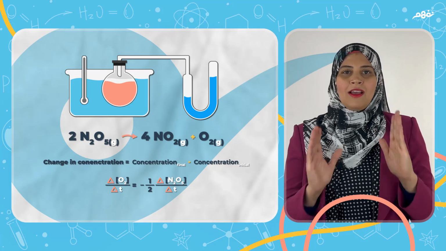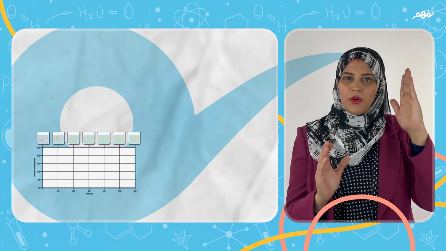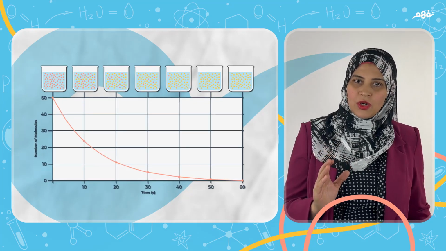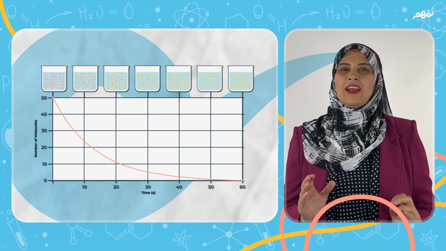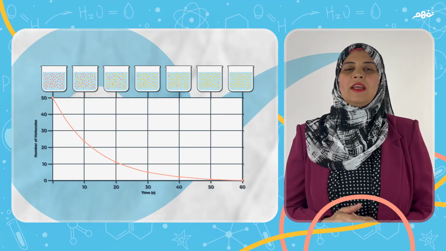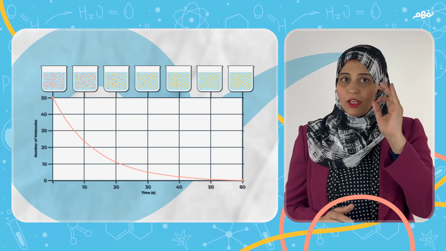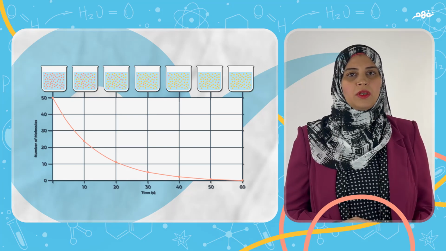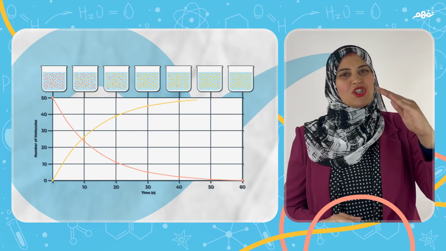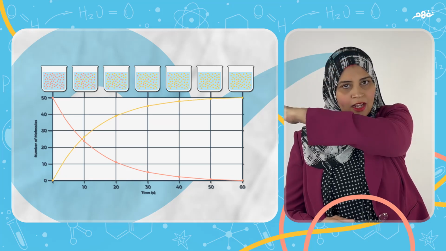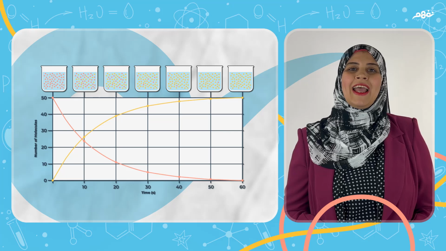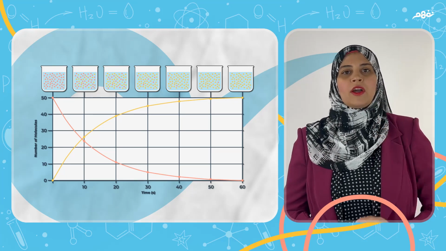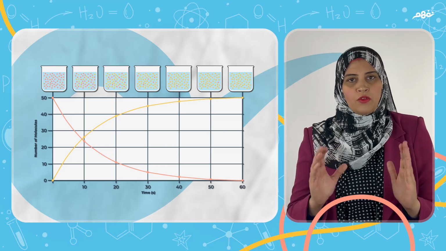But take care, in these reactions our reactants are decreasing in concentration. So the rate of reaction, if we calculate it using the reactants, will be negative. But if we talk about products, your product's concentration is increasing gradually. So the rate of reaction equals a positive value for the change in the concentration of products over the change of time.